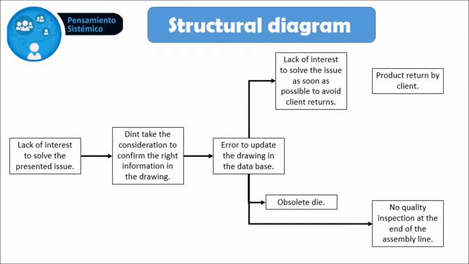This is the structural diagram where we can see the lack of interest to solve the presented issue. Didn't take the consideration to confirm the right information in the drawing, error to update the drawing in the database, lack of interest to solve the issue as soon as possible to avoid client returns, the obsolete die, no quality inspection at the end of the assembly line, and product returned by client.